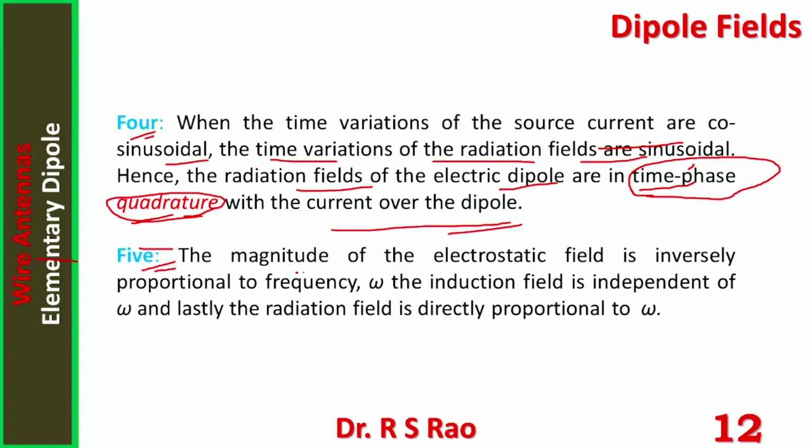Another observation, fifth one, the magnitude of the electrostatic field is inversely proportional to frequency omega. The induction field is independent of omega, and lastly, the radiation field is directly proportional to omega. This is an important observation. Magnitude of electrostatic field is inversely proportional to frequency. So, frequency more means electrostatic field becomes less. Induction field is independent of frequency. So, induction field doesn't vary with frequency. Radiation field is proportional to omega, means if we want more radiation from the radiator, frequency should be high.